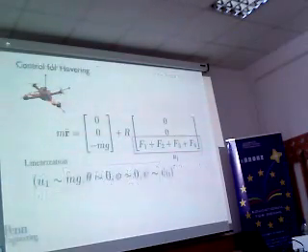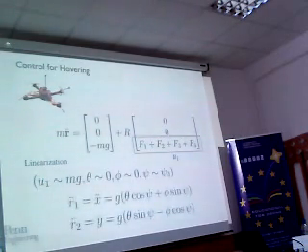Linearizing around this point means that we assume that U1 is almost equal to mg. We assume that roll and pitch angles are close to zero, and we assume that the yaw angle is fixed, or close to fixed, at a given value psi zero. If you linearize the equations, you end up with these simplified equations at the bottom for x double dot and y double dot.